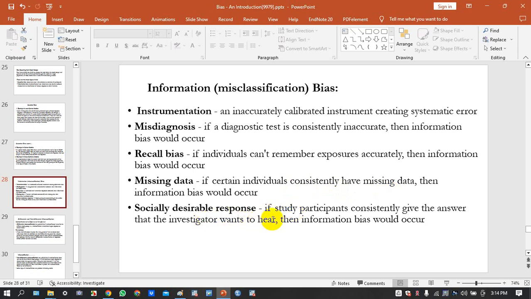Social desirability response. If study participants consistently give the answer that the investigator wants to hear, the information bias will occur because of stigma. The participants are afraid that if they say they have this condition, it will come to the public domain and everybody will know because they are part of the study, even though they didn't use their name. They are afraid that their information will come out, so they will give you information that society desires or likes. Oh, do you have HIV? Oh no, I don't have. While she has. You understand? Because if she says she has HIV, even the husband will leave her. She can't even cook for her own children. So they tend to hoard the information. That becomes what? Information bias.